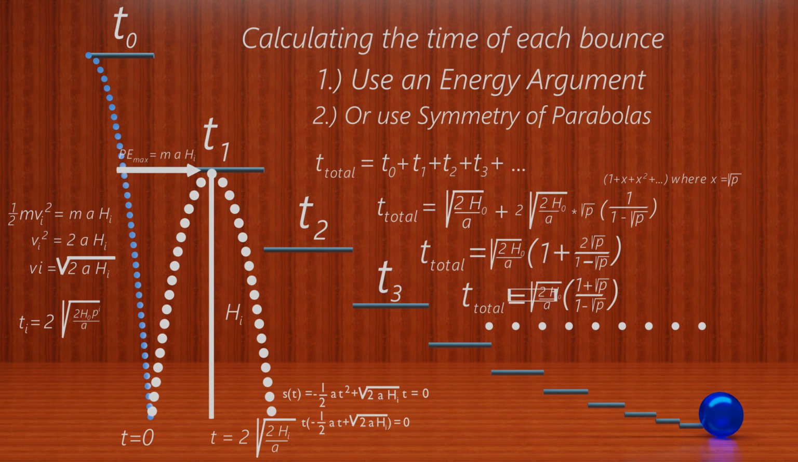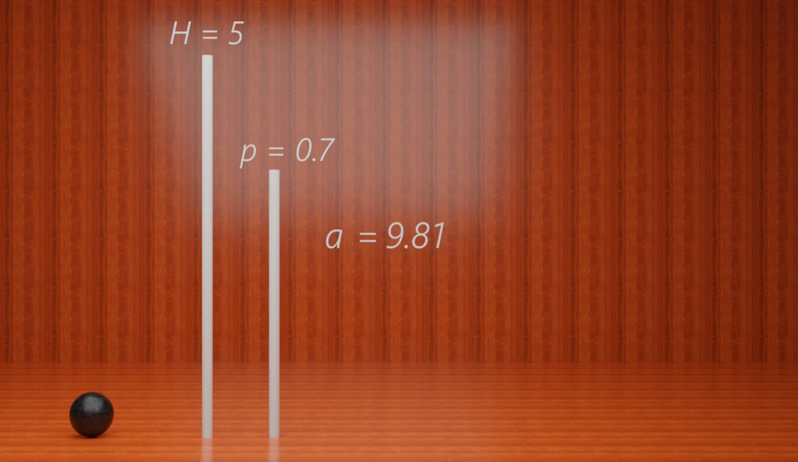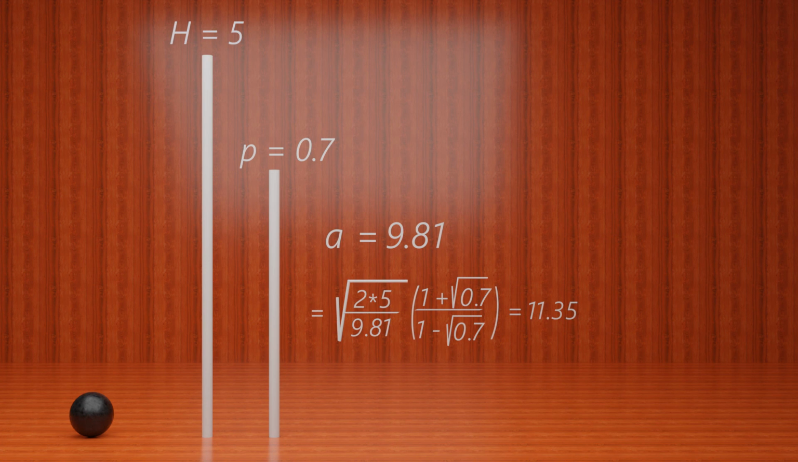Thus, the total time that the ball is bouncing is the square root of 2h naught over a times 1 plus root p divided by 1 minus root p. A quick example to close things out. Imagine that our initial height is 5 meters and our p is 0.7, meaning that the height of each bounce is 70% of the height of the previous bounce, and our acceleration is gravity, which is 9.81 meters per second squared. Plugging everything in, we get 11.35. That means that the total time the ball bounces is 11.35 seconds. That's everything for today, and thanks for watching.